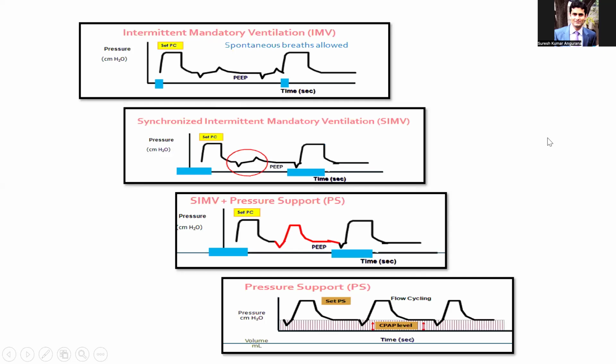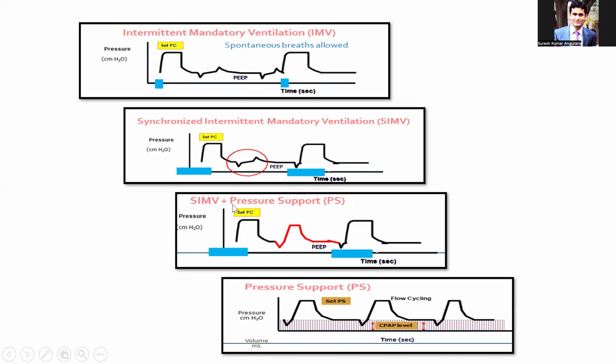Then ventilation modes evolved over time. This is intermittent mandatory ventilation, where there are certain mandatory breaths which the ventilator will deliver, but in between the mandatory breaths, the patient can take spontaneous breaths also. Then there is synchronized intermittent mandatory ventilation. Synchronized means that there is a particular time window. If the patient initiates a breath within this time window, then the patient will get the pressure set on the ventilator. But if the patient fails to initiate a breath during this window, then the ventilator will deliver a mandatory breath. And in between also, the patient can take spontaneous breaths.